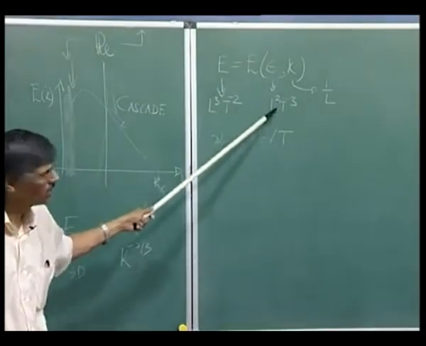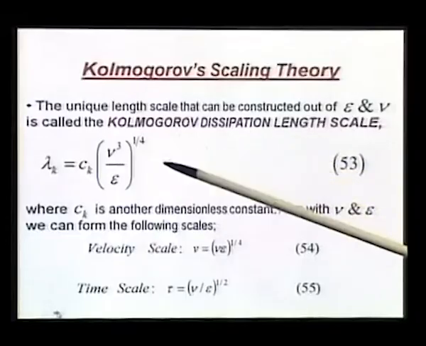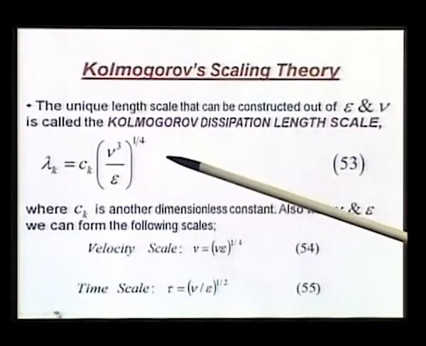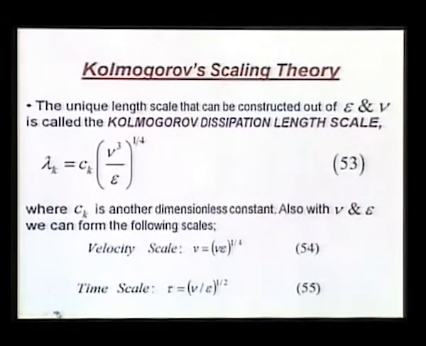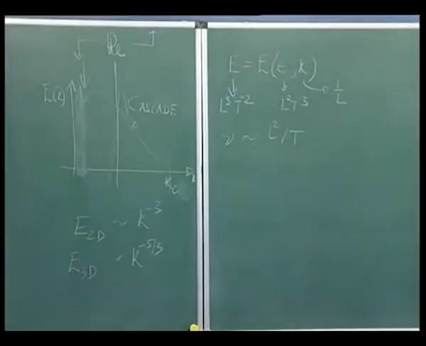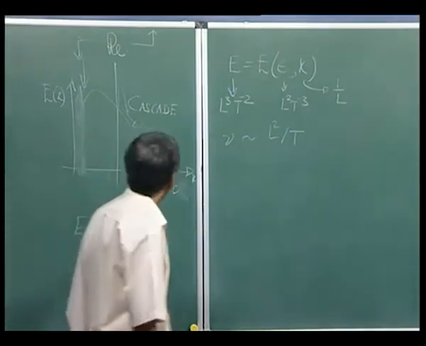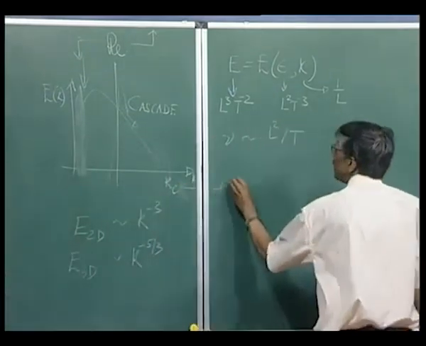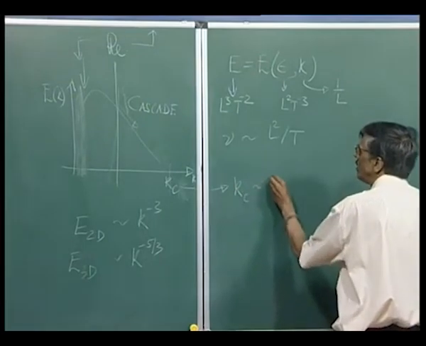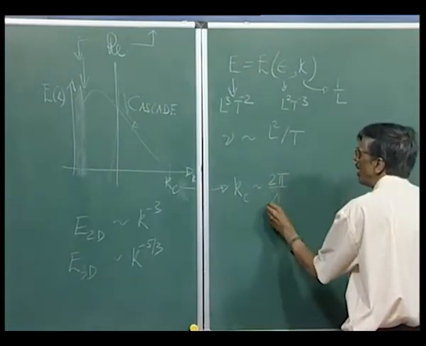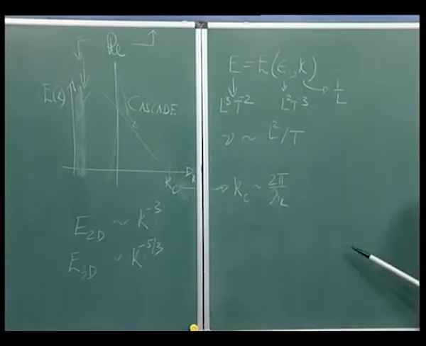And if we look at this, this is the only possible combination that you can think of, right. So basically that is what you are going to see, that this lambda k is C k times nu cube by this thing. So that is rather interesting. This is what exactly we are saying, that how far we go, this k c. K c is the wave number, right. So that will be 2 pi by lambda k, the corresponding wavelength.